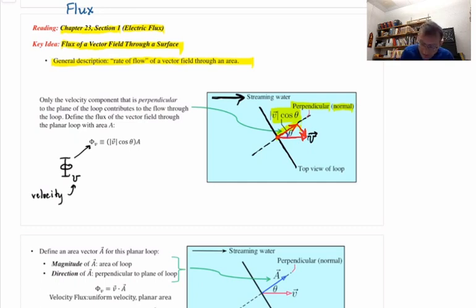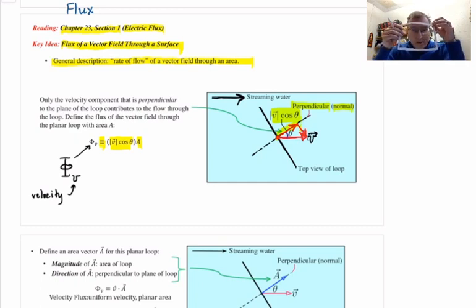And the velocity flux through this rectangular loop is defined to be: take the component of the velocity along the perpendicular direction, magnitude v cosine theta, and then just multiply by the area inside the loop. That's this area inside here. Because the bigger the area, the more water can flow through. So it's got to depend on that.